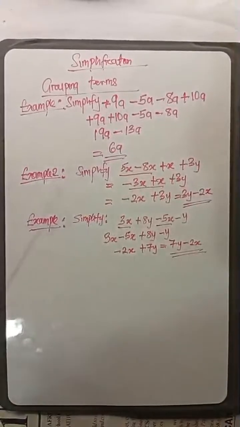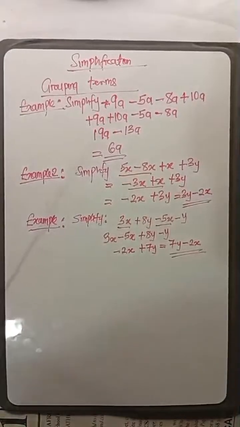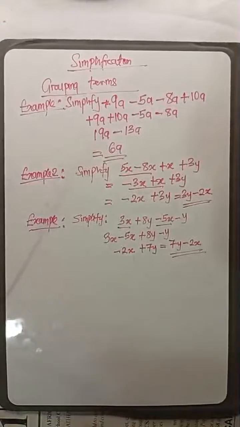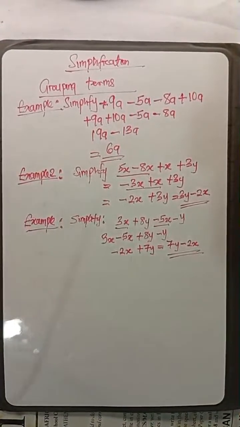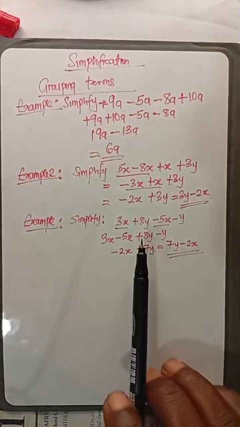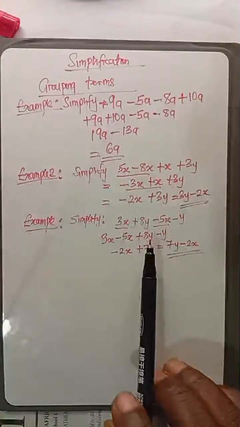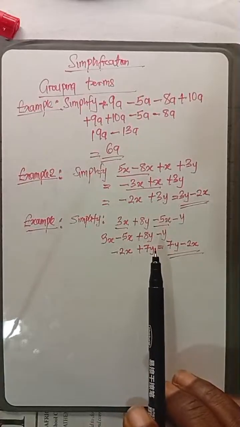So that is how we are able to explain what we call simplification in algebra. In simplification, the first thing you must consider is grouping. You must understand how to group. You must understand the grouping method.